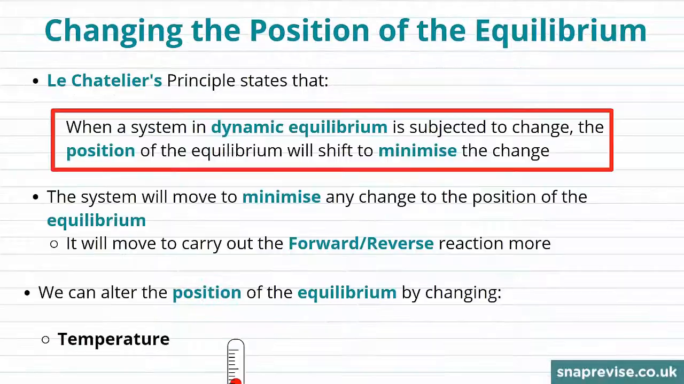So how do we change the position of the equilibrium? Well, Le Chatelier's Principle, an important principle, states that when a system in dynamic equilibrium is subjected to a change, the position of the equilibrium will shift to minimise the change. So our system will move to minimise any change to the position of equilibrium.